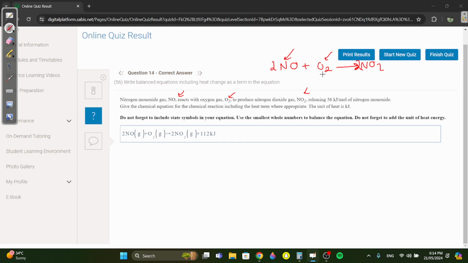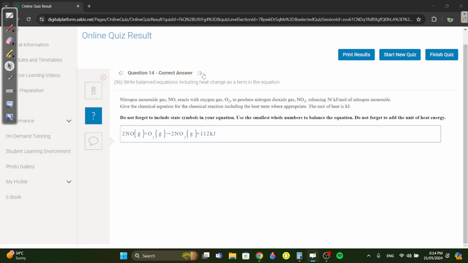And then the state symbols, of course you guys write them. I'm not going to write them now. But they said releasing 56 kilojoules per mole of nitrogen monoxide. Here I have 2 moles of nitrogen monoxide. So what do you do? Times 2, and I get 112. The energy, where do I put it? Do I put it at the start or at the end? Since they said releasing, we put it at the end, because it's being released. So we put it here. And what's the unit? It's kJ.